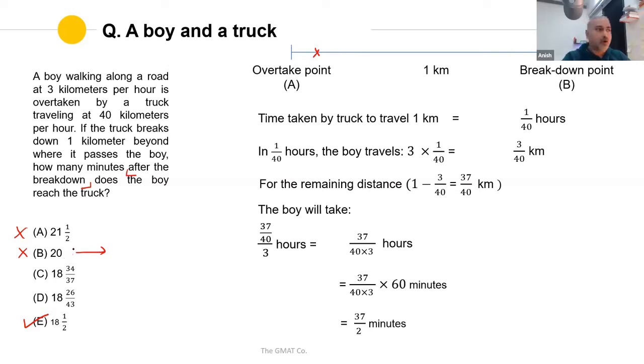answer. All right, I'll discuss one more way to get to the answer here, and then in case you guys have any questions, we'll take them up.